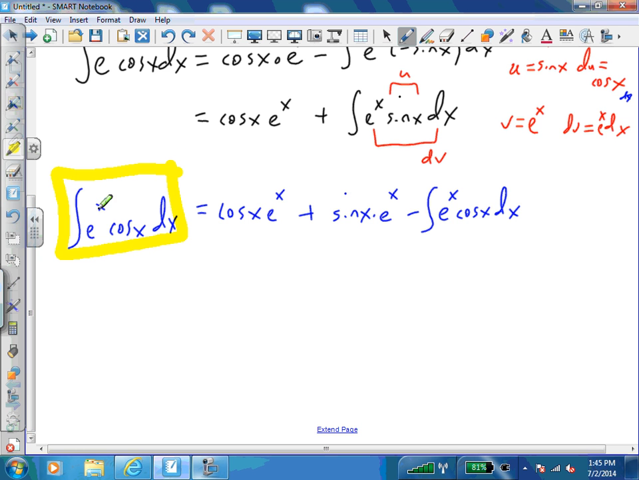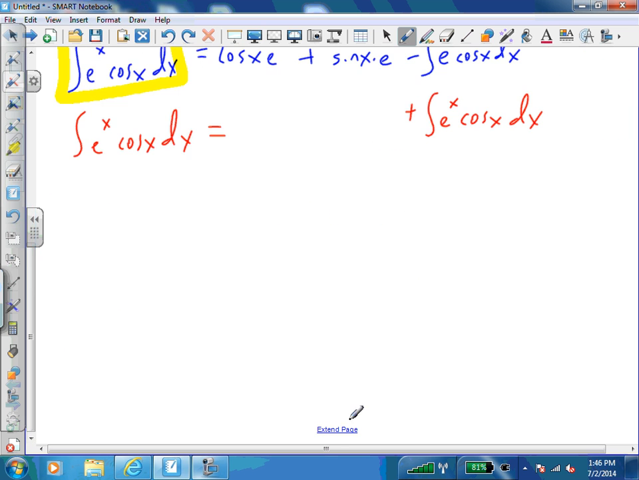This is what we're trying to find the answer of. And after doing integration by parts, we picked up two extra things, and we still have that integral in the problem. So let's do this. Add it to both sides. So that gets rid of the integral on the right side.